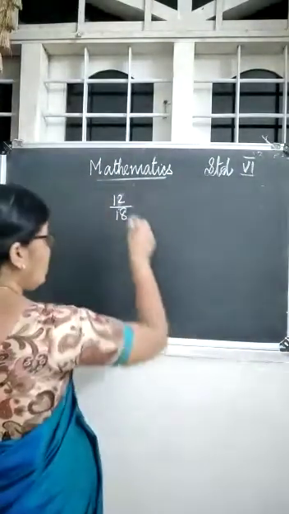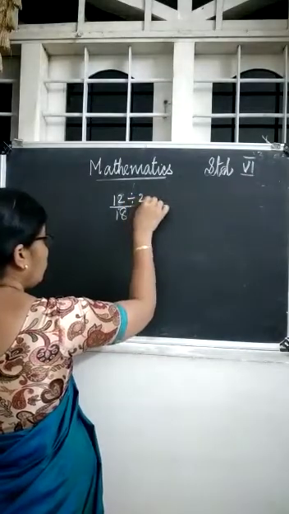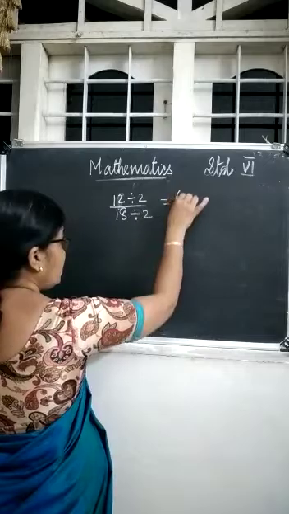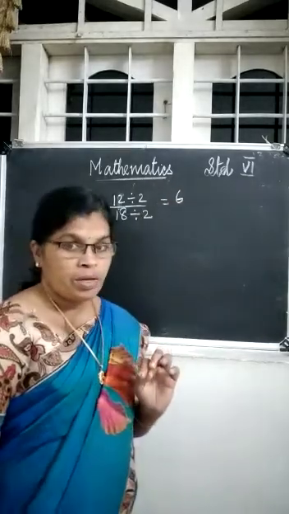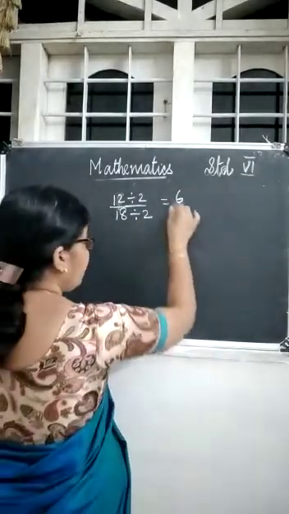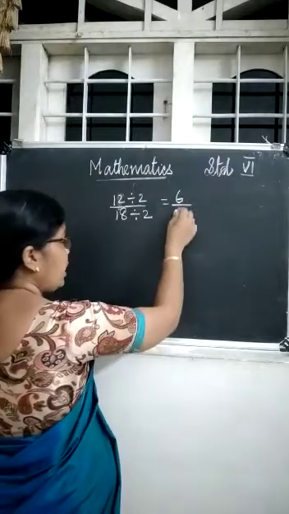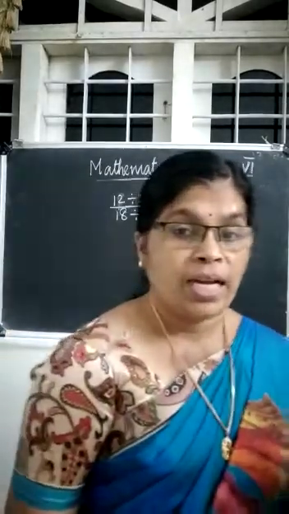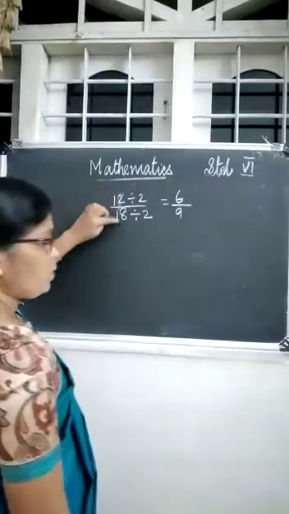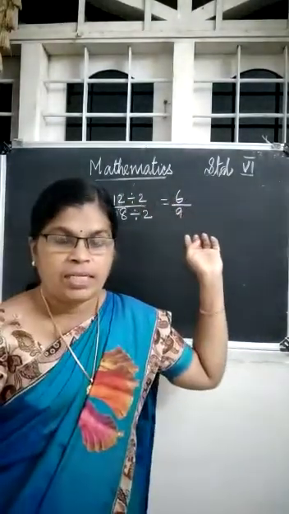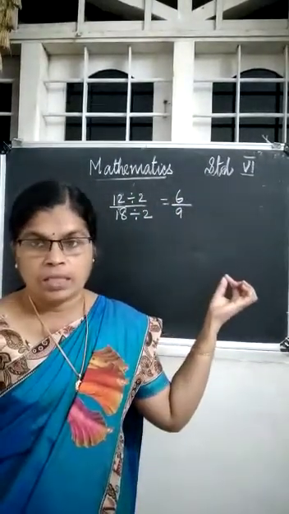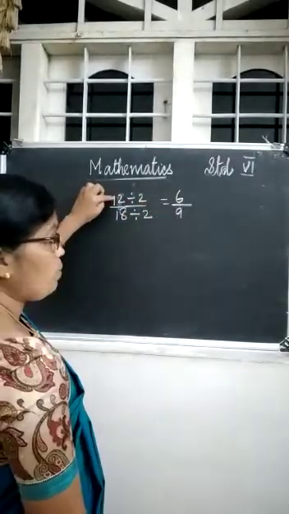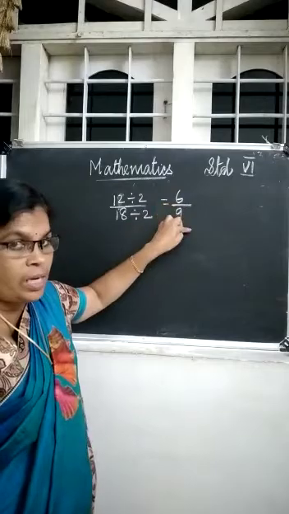Let us divide by 2. 12 divided by 2 and 18 divided by 2. What is 12 by 2? That is 6. Then 2, how many times in 18? 9 2s are 18. Right? So 6 by 9 is the equivalent fraction of 12 by 18 because we divided the numerator and the denominator by the same number 2. Okay, we got the equivalent fraction 6 by 9. So 12 by 18 is equal to 6 by 9.